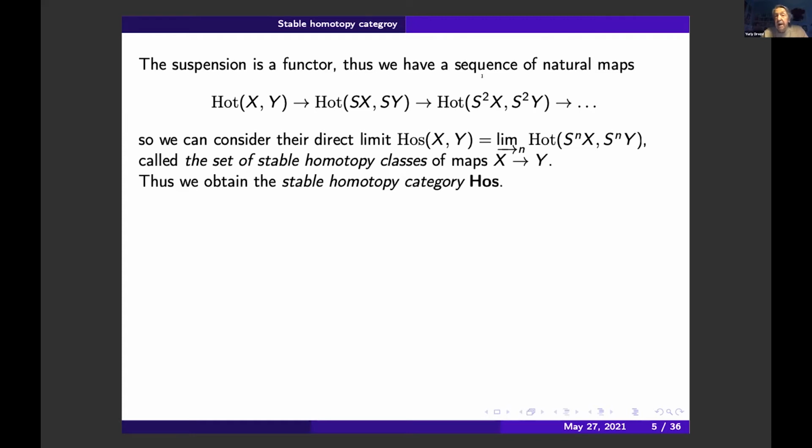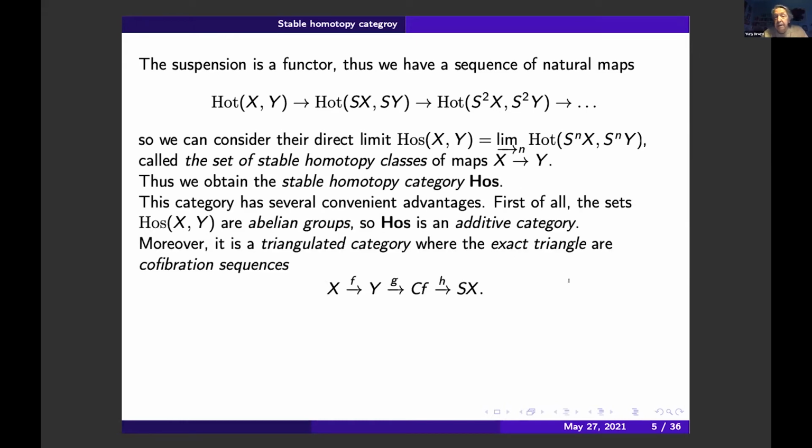The suspension is a functor, so we have a sequence of natural maps from homotopy classes from X to Y, then to SX to SY, S squared X, S squared Y, and so on. We consider the direct limit. We call this the set of stable homotopy classes of maps from X to Y. Thus, we obtain this stable homotopy category HOS.